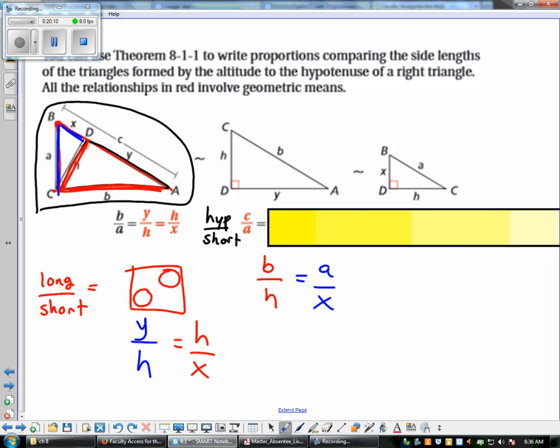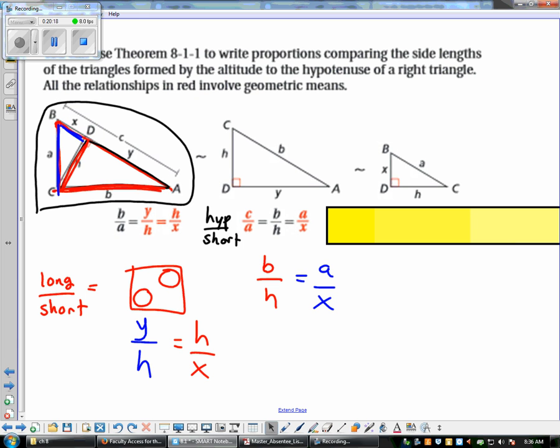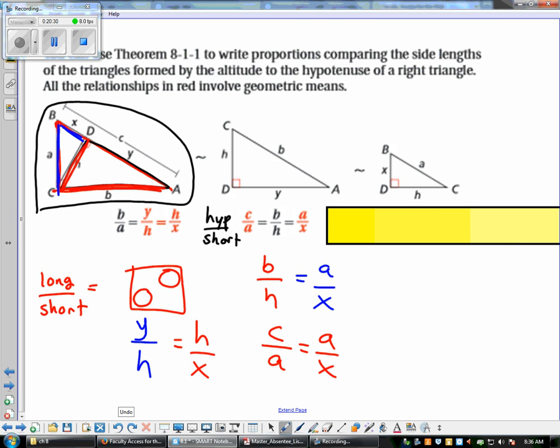All right, so notice they have C over A equals B over H equals A over X, but the part in red here, the C over A equals A over X, I should do that in red just like they have. C over A equals A over X. What do you notice about that proportion right there, Michael?